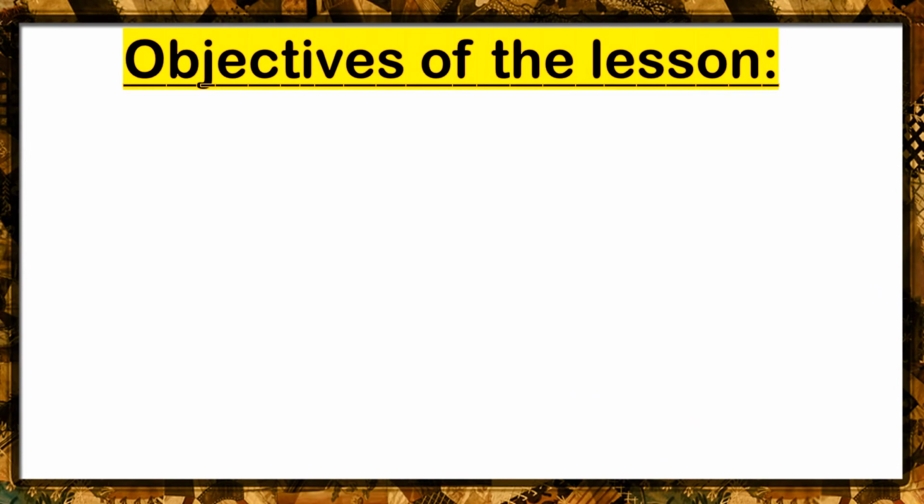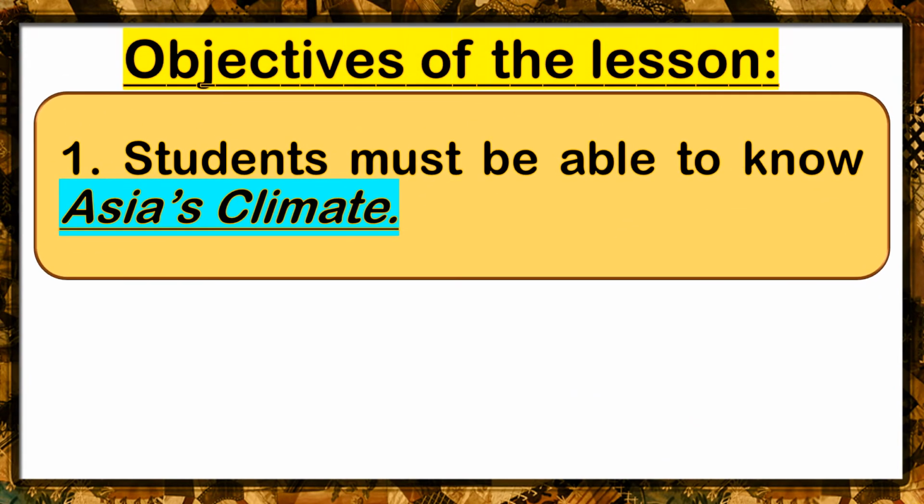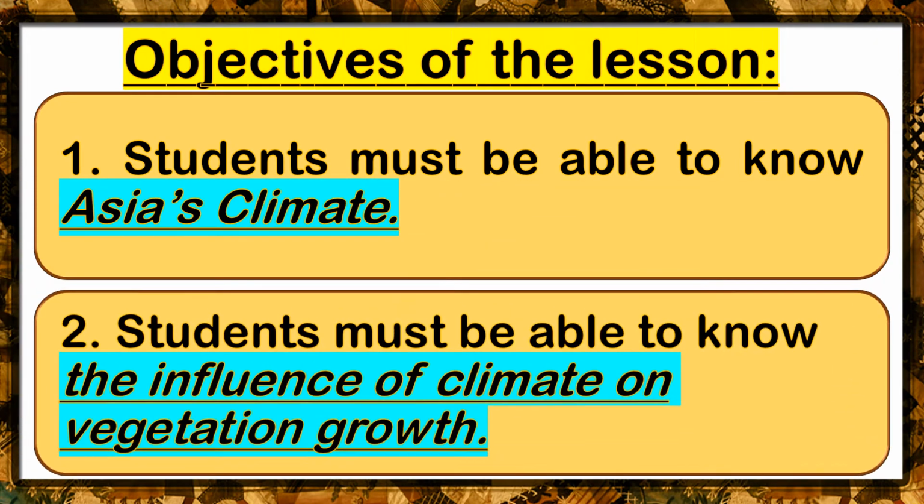Now class, let us read about the objectives of the lesson. Number 1, students must be able to know Asia's climate. And number 2, students must be able to know the influence of climate on vegetation growth. So class, at the end of the lesson, I expect that you already know Asia's climate and all the influences or factors of climate on vegetation growth.